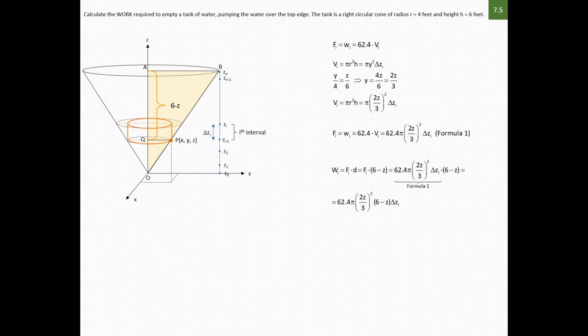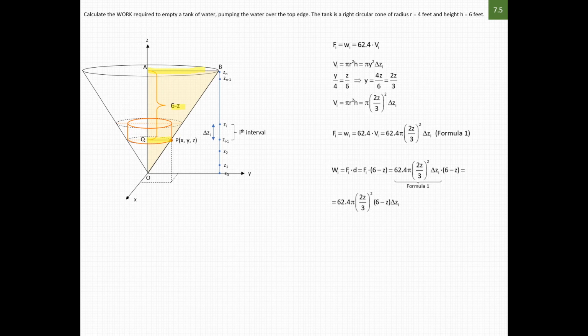To empty the tank over the top edge, the bottom of the slice of water that we are talking about has to travel from point Q to point A. As from A to O it's 6 feet and from Q to O it's z, it follows that that slice of water will travel a distance 6 minus z.